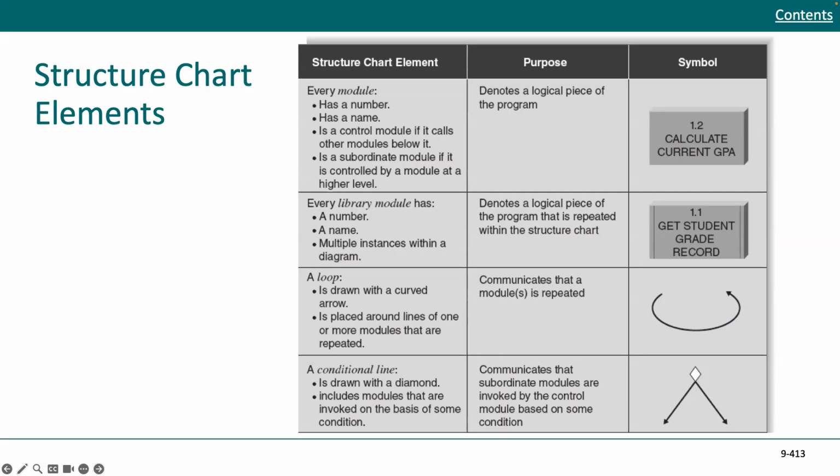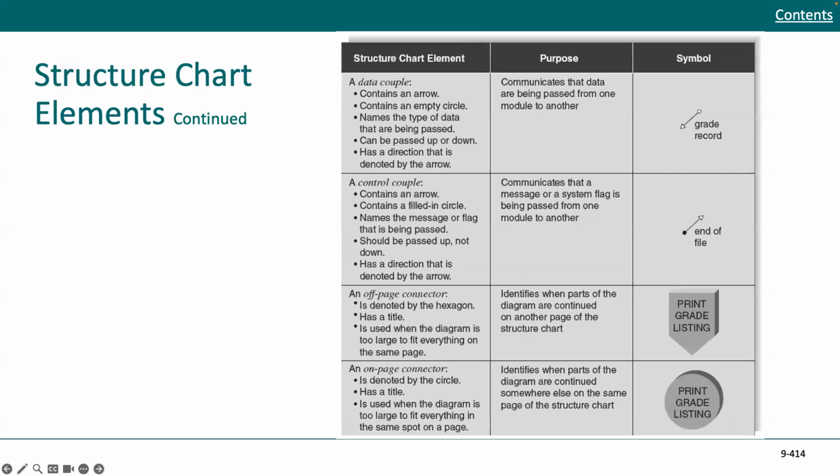We have two charts that will go over this. First, we have the chart elements, and so we have a module, and this is how we depict a module. We have a library module, which is a more specific type of module. You notice that all these modules have numbers. You can have a loop, and so we get a chance to see how information can flow. We can have a conditional line, and so there needs to be a decision, and then we know which path to take based on the answer to that decision.